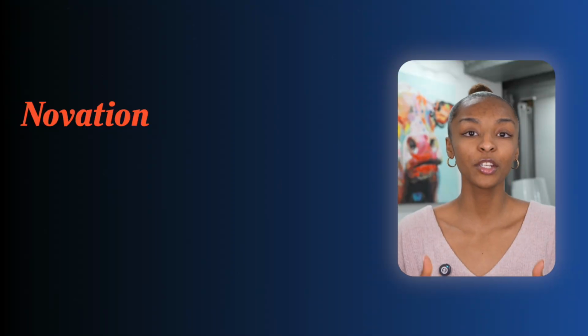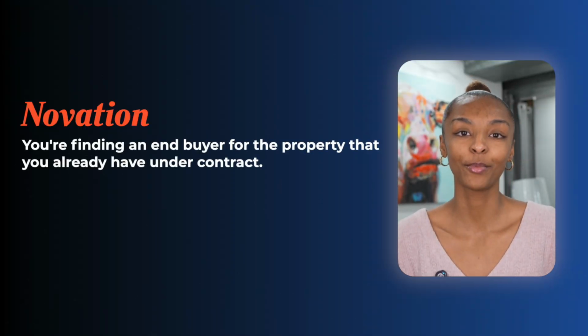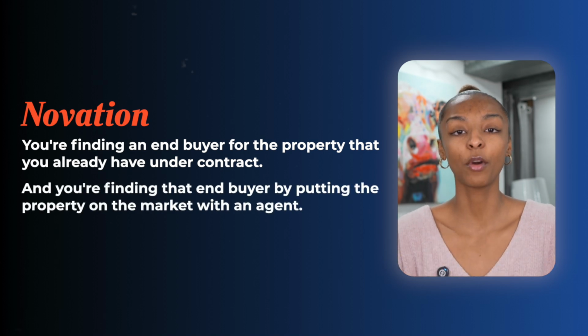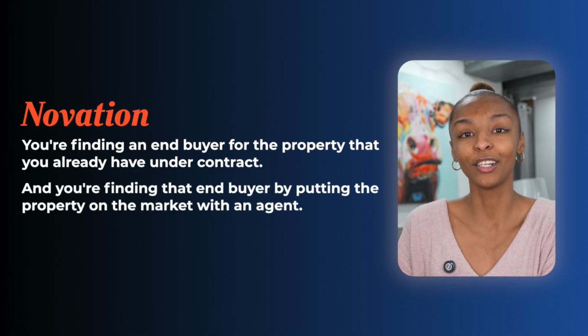Now, the first way to do real estate deals without a license is called novations. And not a lot of people talk about novations. So this is a great method to utilize since your competitors aren't using this method. And with a novation, that does not mean you're buying the property. It just means that you're finding an end buyer for the property that you already have under contract, and you're finding that end buyer by putting the property on the market with an agent. So not you being licensed, but with another investor-friendly real estate agent that will put it on the market for you to find that end buyer.